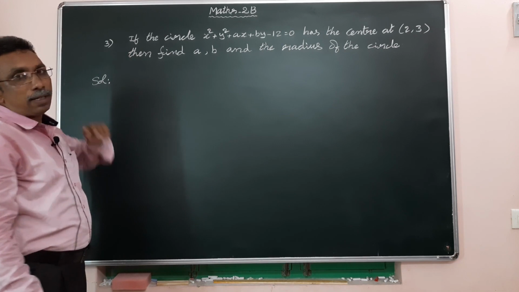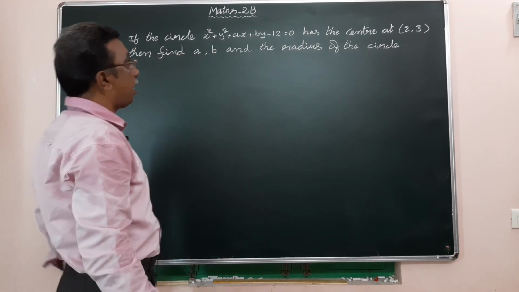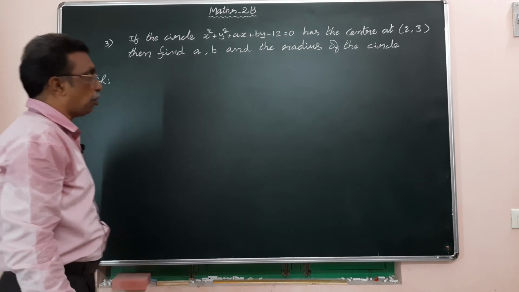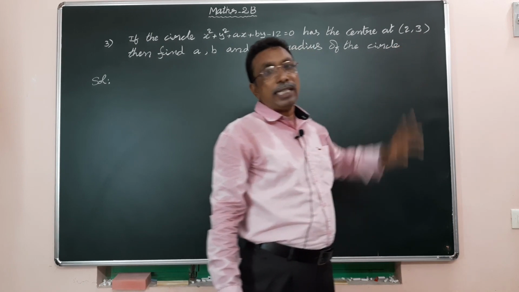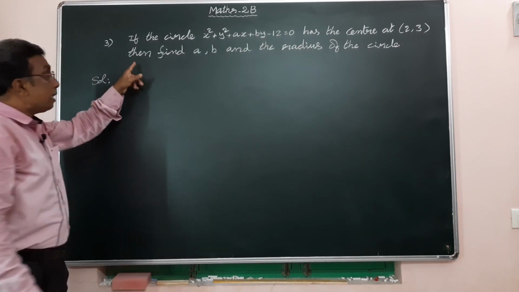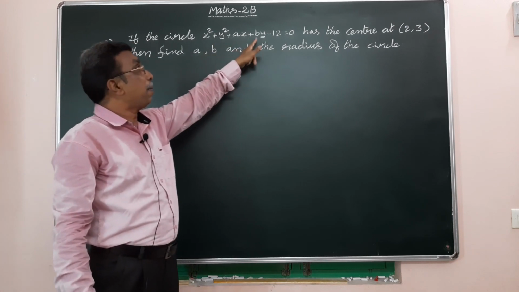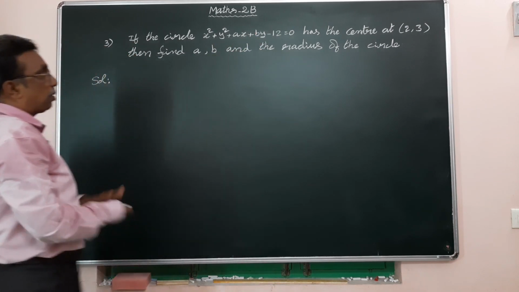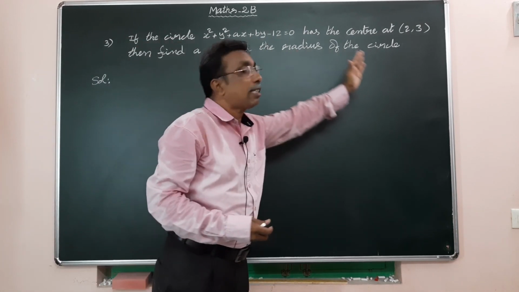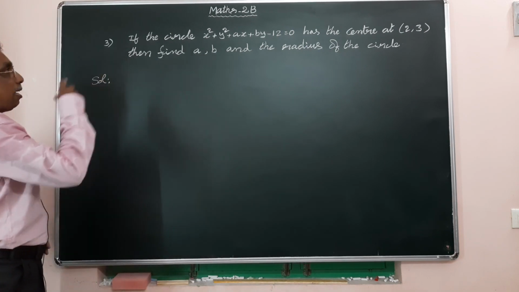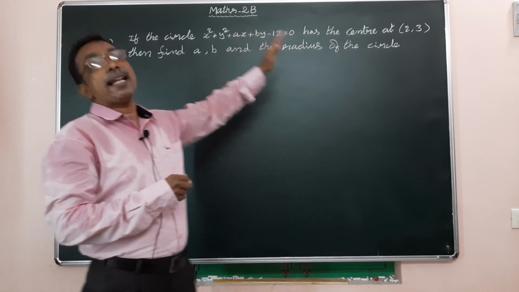Okay students, next sum. If the circle x square plus y square plus ax plus by minus 12 equal to 0, circle equation is given, has the center (2, 3). Center is given. Then find a, b values. Now we find out a, b values. After that, find the radius of the circle also. Which values are we finding? a, b and the radius.